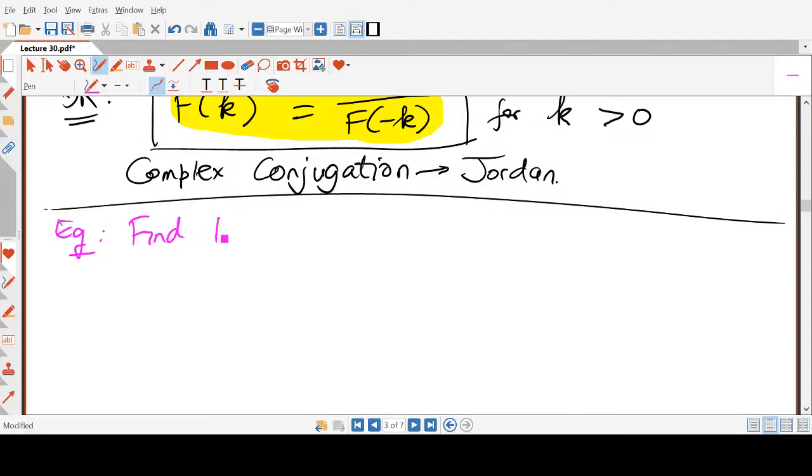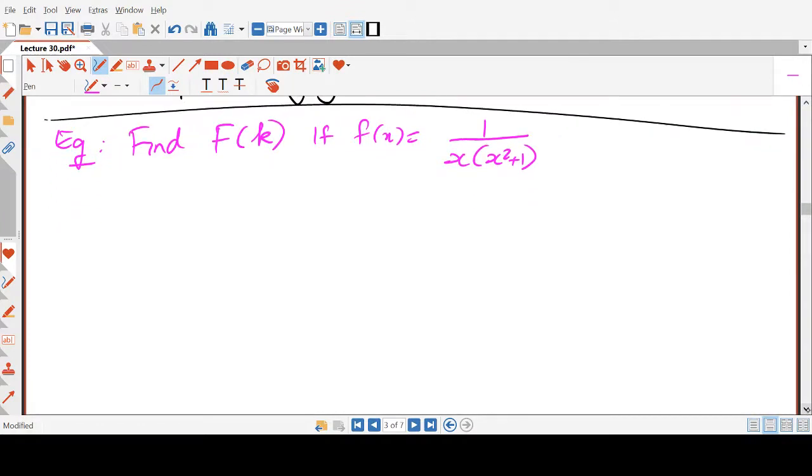Find f of k. In other words, find the Fourier transform if f of x is a function 1 over x into x squared plus 1. Suppose you have a function of that type. How do you find the Fourier transform, F of k? In other words, can you write this as an infinite integral with e to the ikx next to it? What is the requirement for that? Okay, look, let's just implement the theorem.